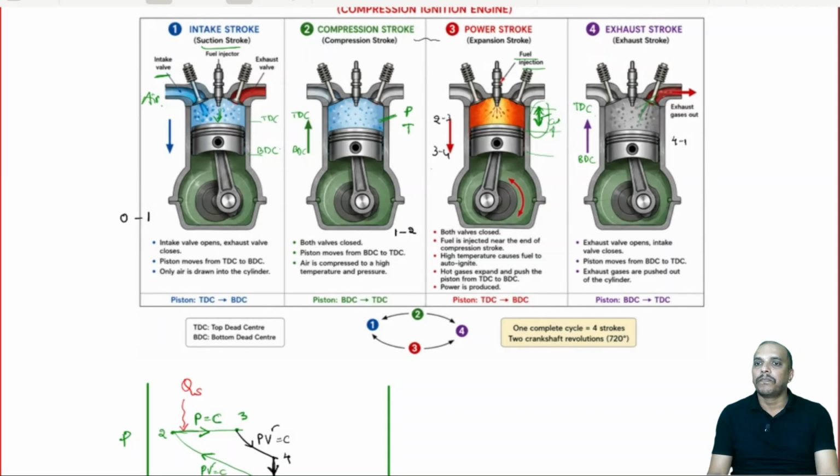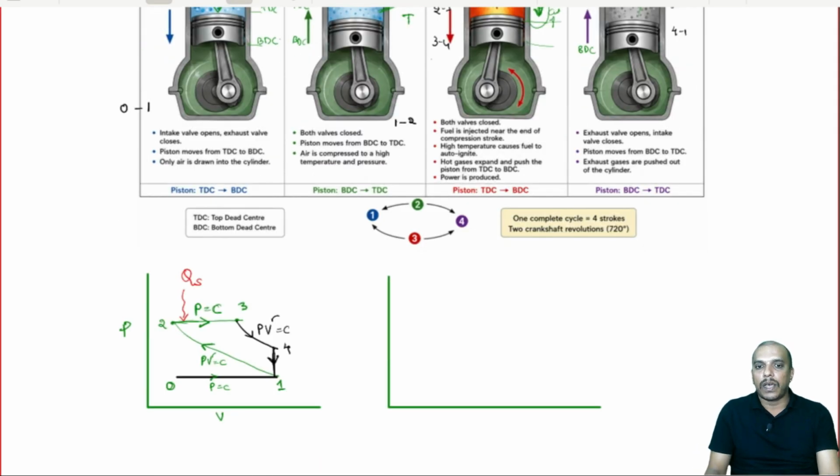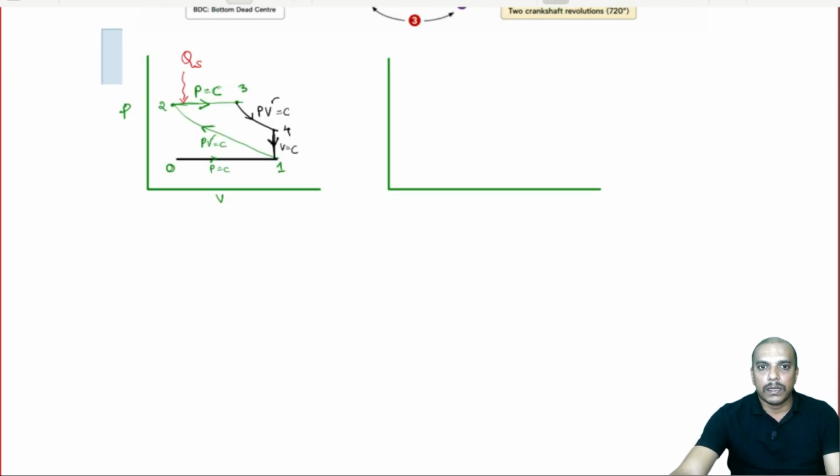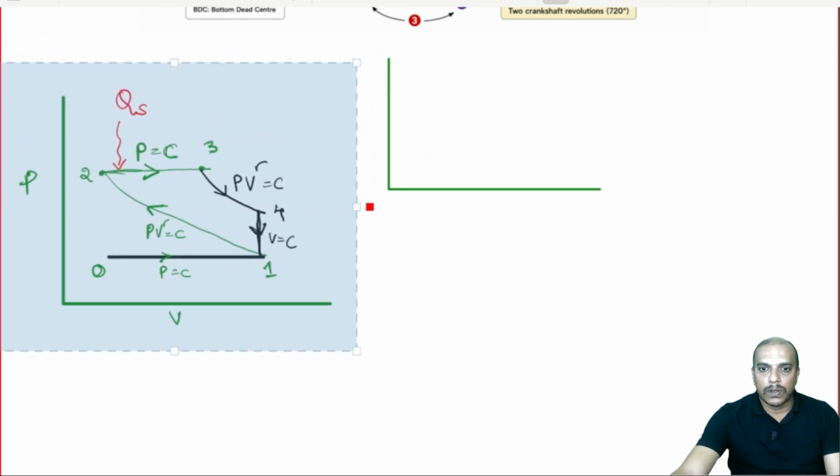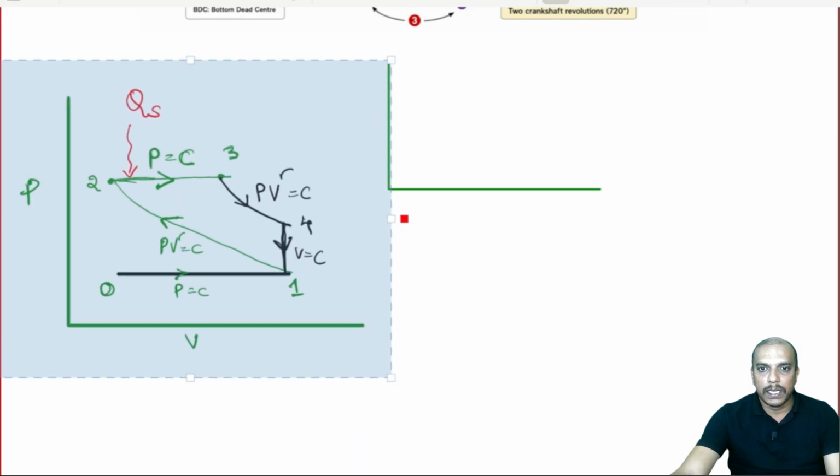Now, what is 4 to 1? The moment we are at bottom dead center, we open the exhaust valve. So, the moment this exhaust valve is opened, most of the combustion products are let out or pushed out because of the pressure difference. That is more or less constant volume heat rejection. So, we are modeling this as constant volume heat rejection. So, this is our cycle in a PV diagram, alright. So, constant pressure heat addition.